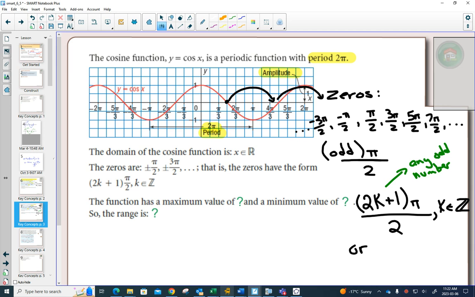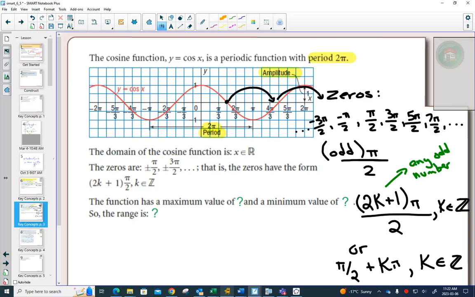What distance is it from the first one to the second one? Pi. Right? If I jump pi, I get down here, jump another pi, get back to the top: pi to the bottom, pi to the top. So another way is to start with one of them. I could start with pi over 2, and then add or subtract pi as many times as I wanted, and I would get to another one. So this would be another way to list all the zeros of cosine.